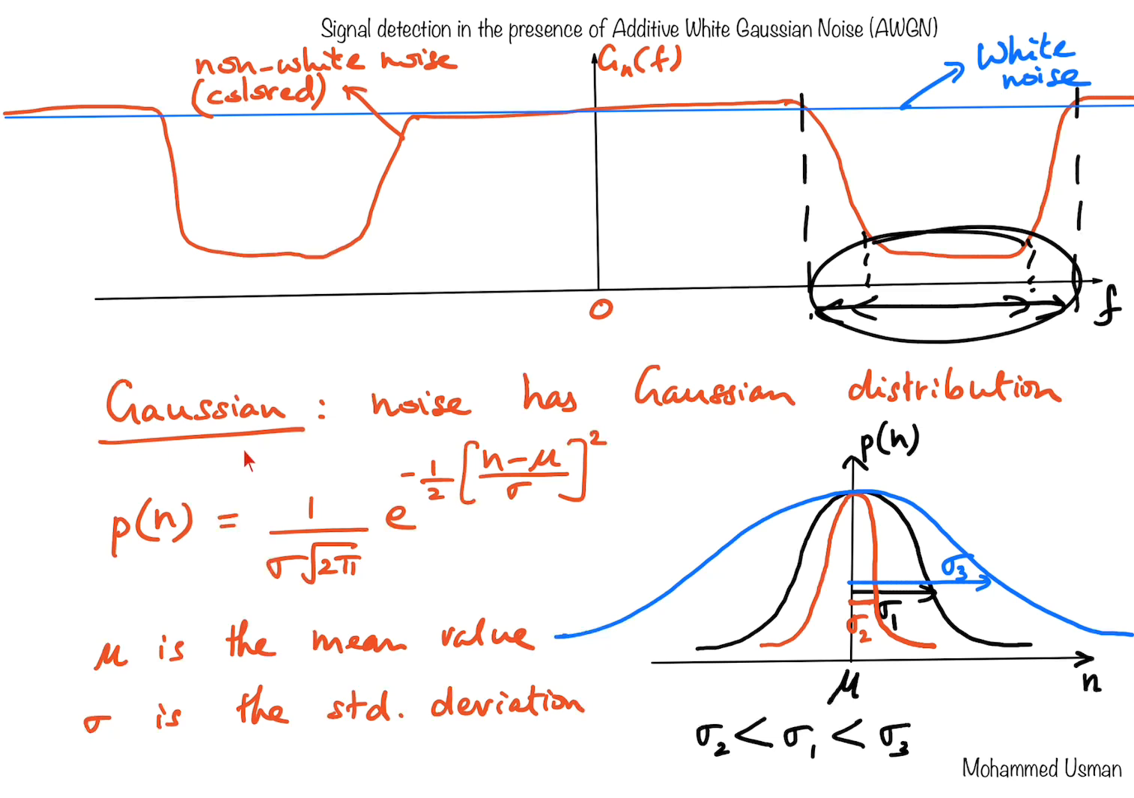And then we also talked about the Gaussian distribution, which is that the probability distribution of the noise signal follows the Gaussian probability distribution, which is given by this equation. And if you plot this equation for different values of sigma with a fixed mean value, we'll get something like this, where a bigger value of the standard deviation means the PDF is wider, and a smaller value for sigma means the PDF is going to be much narrower. Okay, we'll continue further in the next lecture.